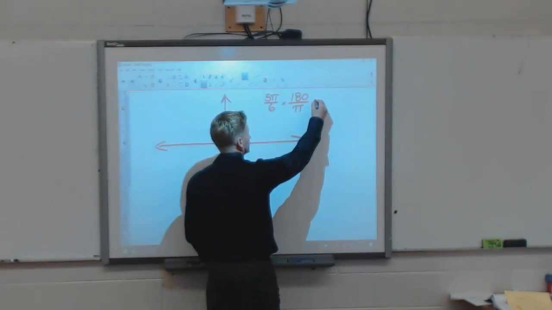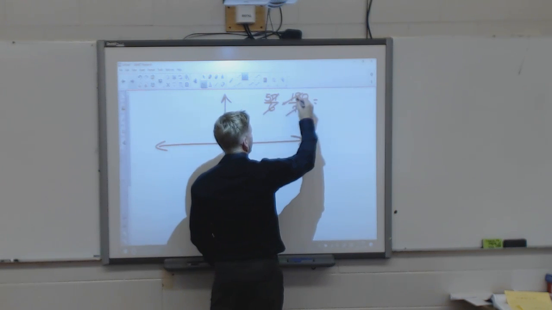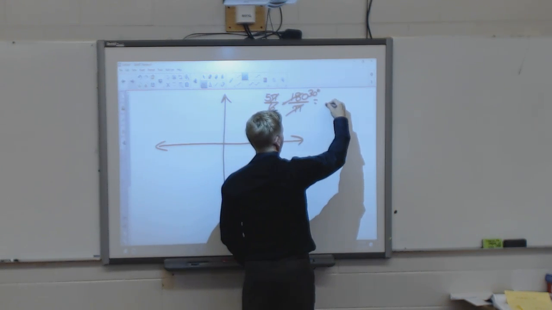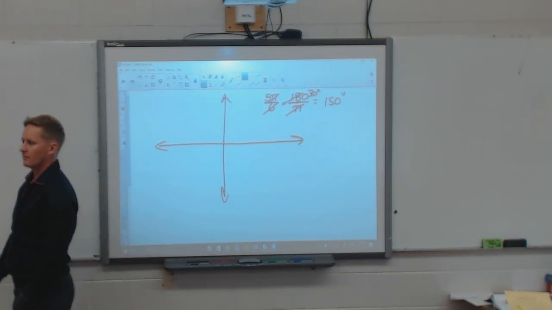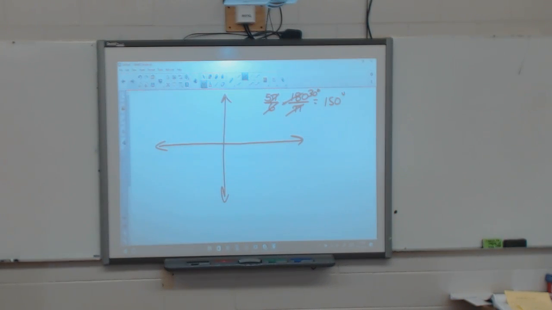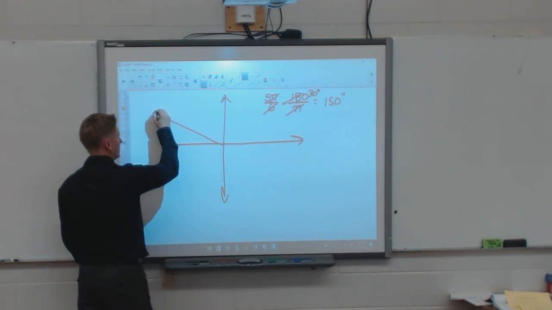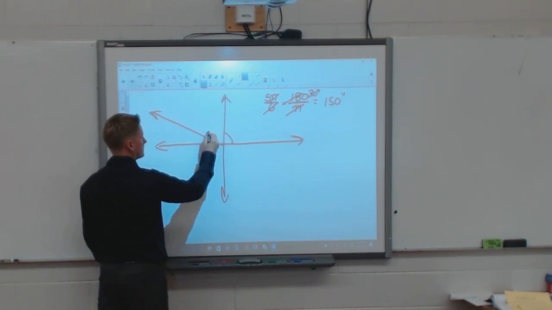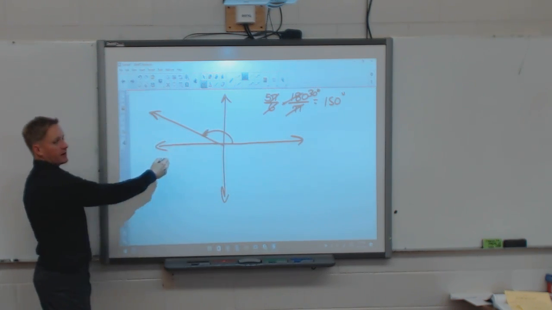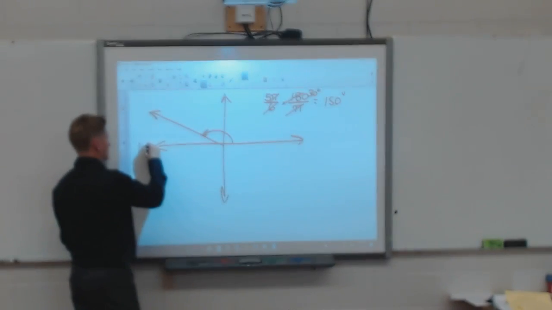Okay? So what is this then? Oh, pi's cancel. 180 divided by 6 is 30. 30 times 5 is 150 degrees. Okay? So where is that located? Right here. What's my reference angle right there? 30. Agreed.